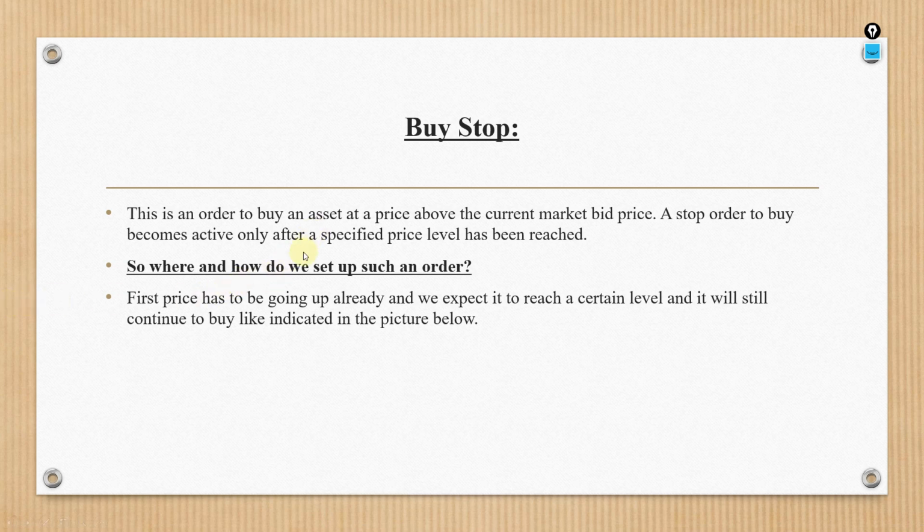So where and how do we set up this buy stop order? The first thing that you have to note is that price has to be going up initially. And the anticipation is that it will reach a certain level and it might continue going up just like that. So instead of entering at that particular price, you decide to enter at a later price.